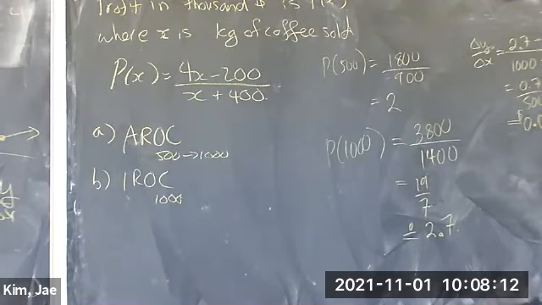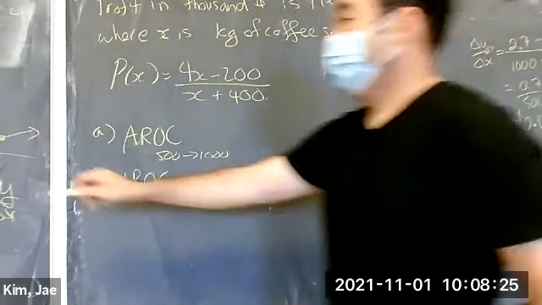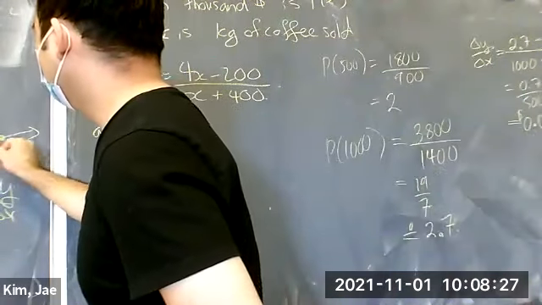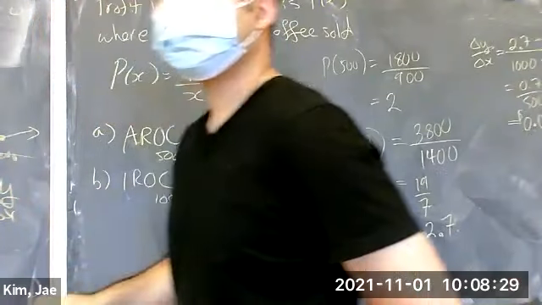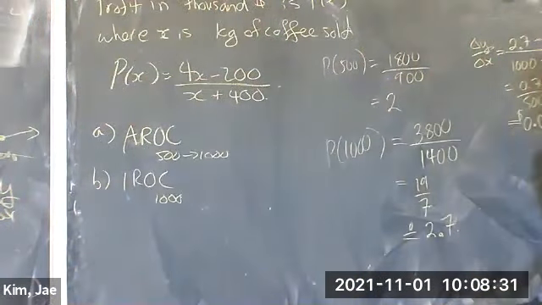So 1, 2, 3. It's not the best. It's $1.40 per kilogram. I am profiting this much on average as I move from 500 to 1,000. That was my rate of change. My profit was increasing by about this much per kilogram.